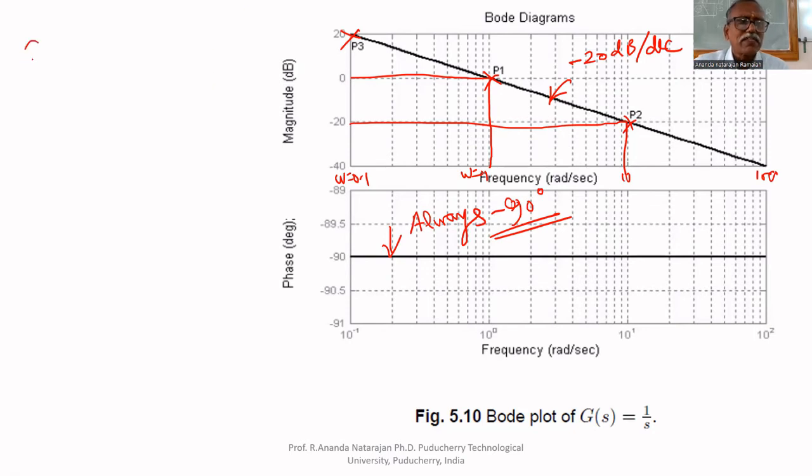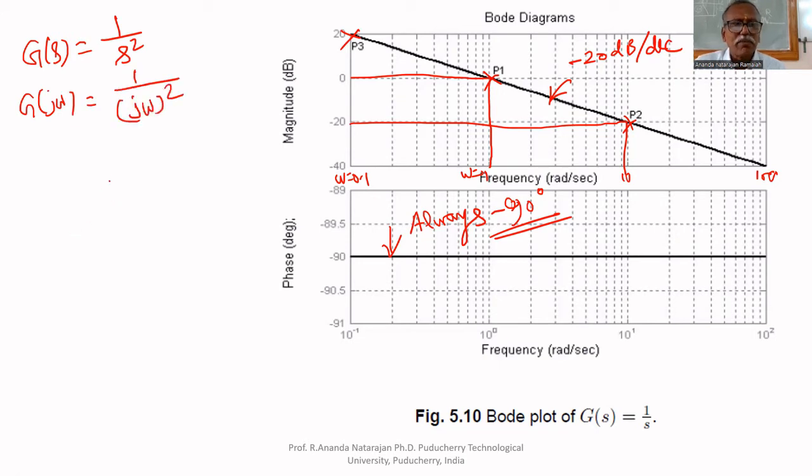Suppose, instead of 1 by S, I have G of S equal to 1 by S square. What will you get? G of j omega equals what? G of j omega equals 1 by j omega square. What will you get?